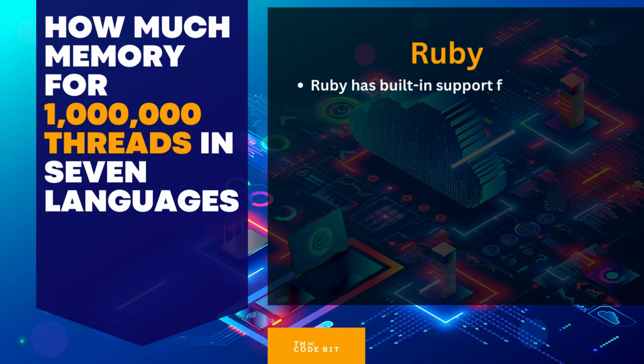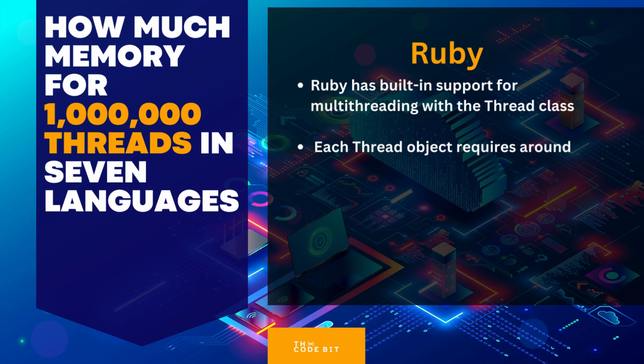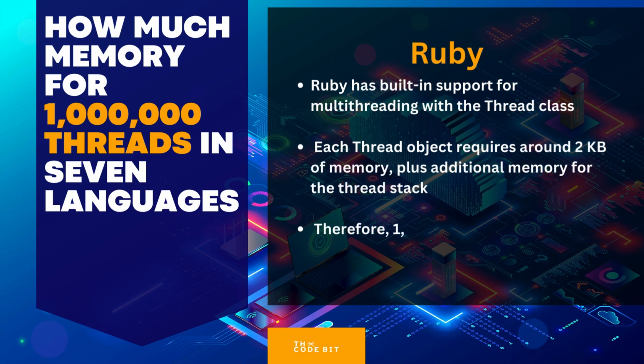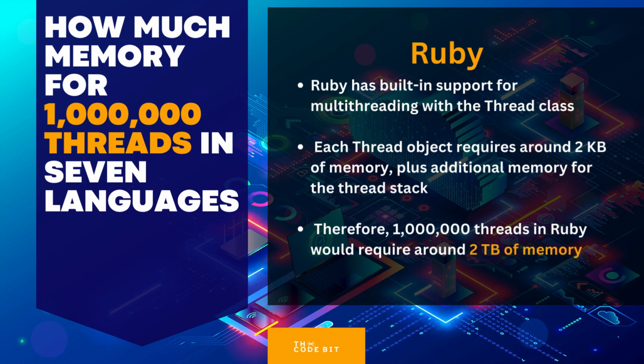Ruby has built-in support for multi-threading with the Thread class. Each thread object requires around 2 kilobytes of memory, plus additional memory for the thread stack. Therefore, 1 million threads in Ruby would require around 2 terabytes of memory.